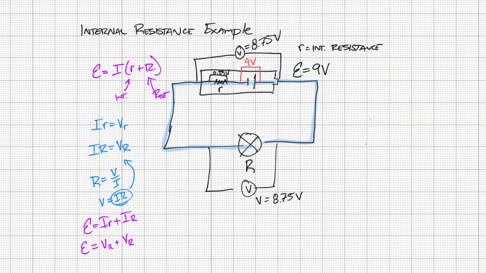Okay? One thing we don't have to worry about is that because these are in series, the current going through the big resistor is going to be the same as my current in my internal resistance. So those two I's are the same. And we can solve for the power that the battery uses by doing I squared times little r.